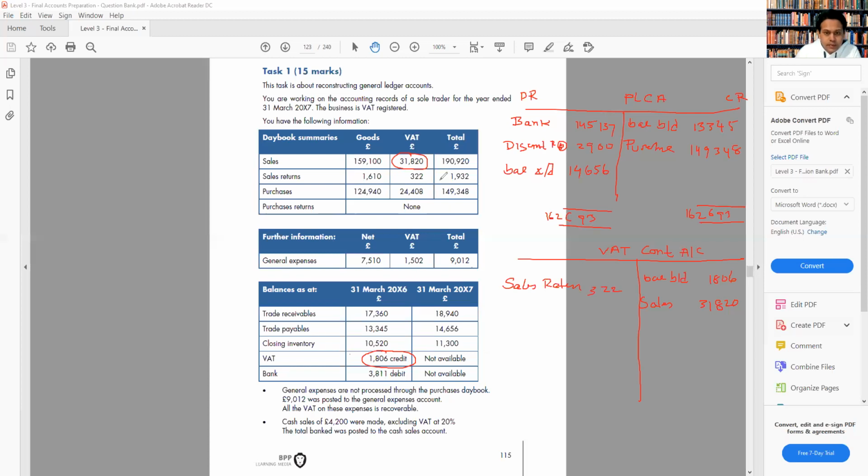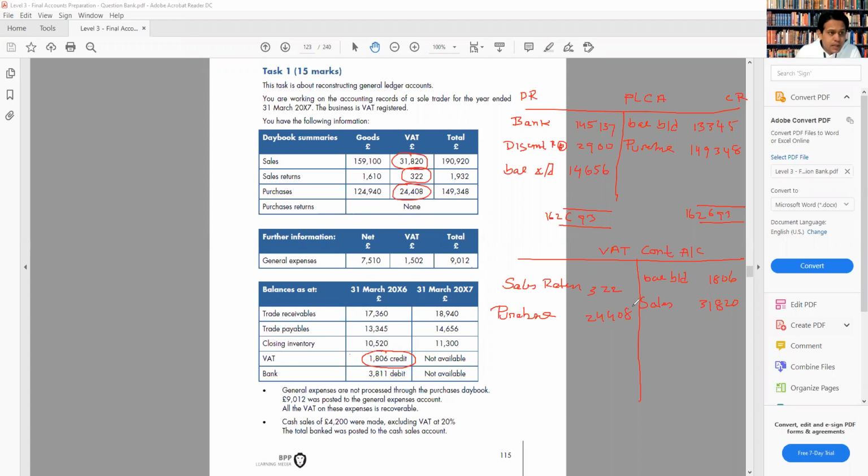All right, then we have a purchase. VAT on purchase, the VAT I can claim back from HMRC because I already paid this VAT. And if I already paid this VAT, I'm going to claim it back. So we said purchase 24408. So that's my VAT on purchase.